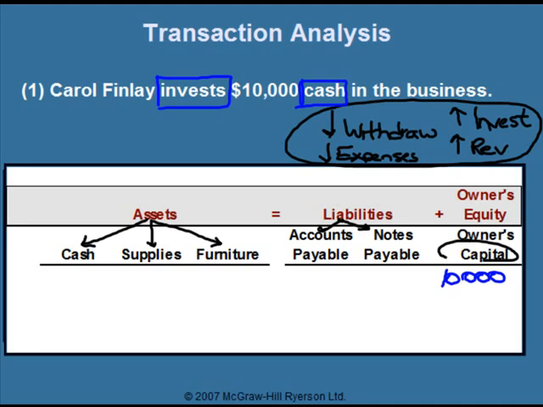When we look at the chart, we have to determine whether or not that investment is making the value of the company or the owner's capital go up or go down. And investments make the value of the company go up, so we're going to leave that as a positive number. The other word that we have identified is cash. So cash is another account that this business uses, and we're going to put the $10,000 under the cash column.